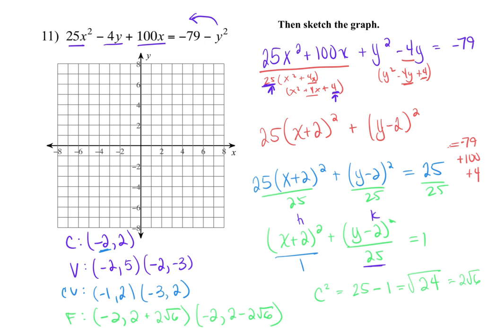I just need to graph it, right? Graph your center, negative 2, 2. Graph your vertices, negative 2, 5 and negative 2, negative 3. Graph your co-vertices, negative 1, 2 and negative 3, 2.